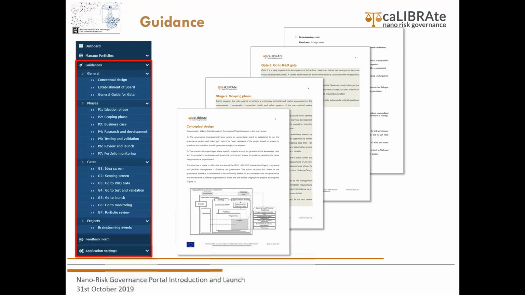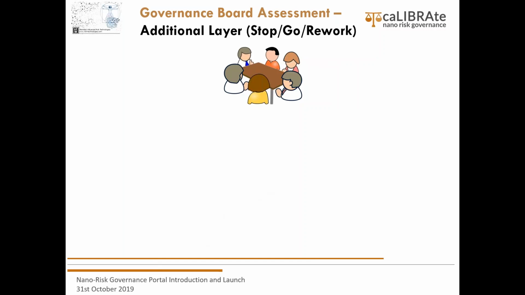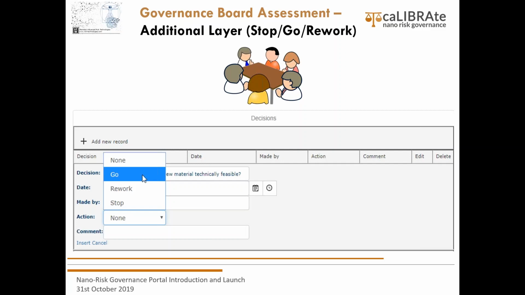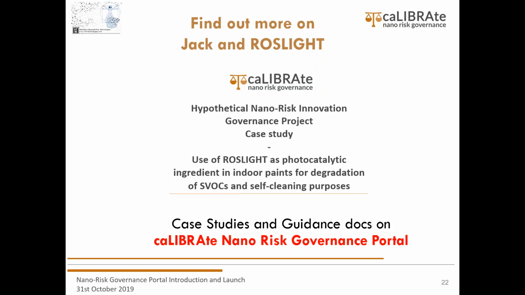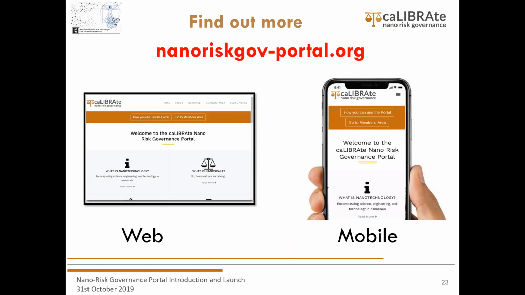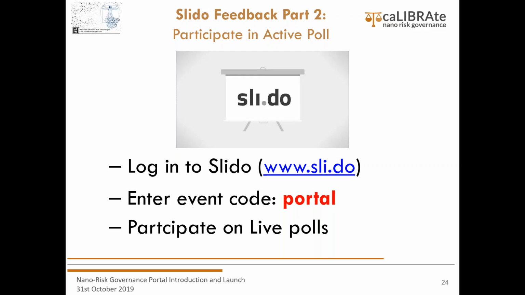And as I mentioned, there are two layers, but the important part for the governance board layer is they have the ability, or the additional decision, to make the project go, rework or stop. And depending on that, you can move forward or rework on the project layer as well. So in this case, he got a go ahead from his governance board. And then he moved on to other sub projects similar to this. And you can have access to the case studies and the guidance documents through the portal. And all you have to do is go into nanoriskgov-portal.org and access them.